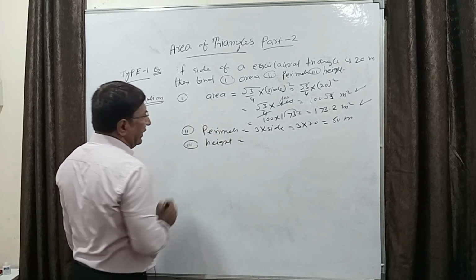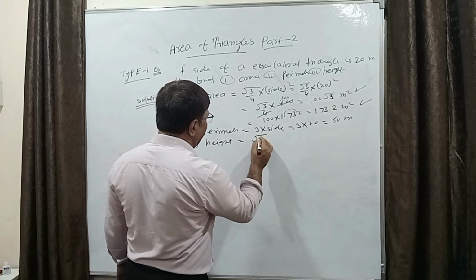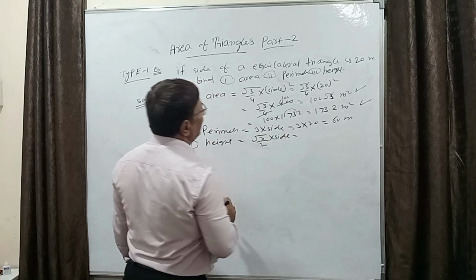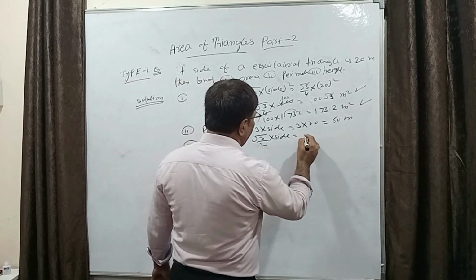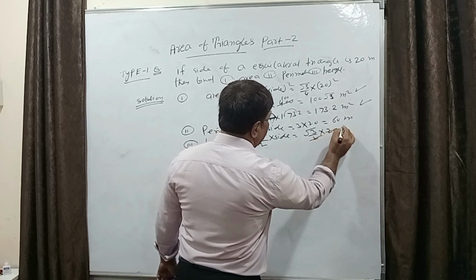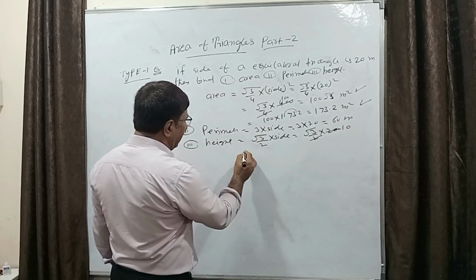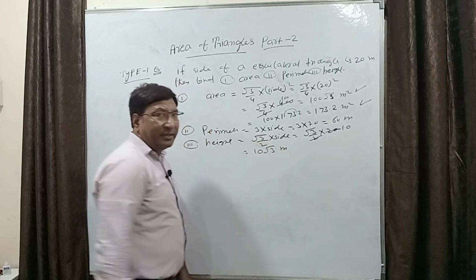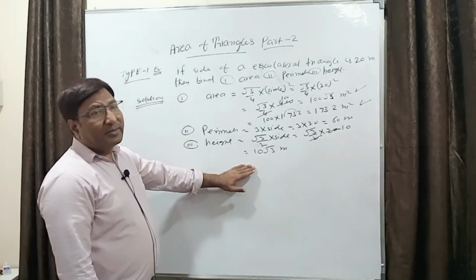In the same way, in the third part we are finding the height. The height formula of an equilateral triangle is root 3 by 2 into side. The side is already given as 20, so we use root 3 by 2 into 20. So this cancels, and we will get 10 root 3. So 10 root 3 meter is our right answer.